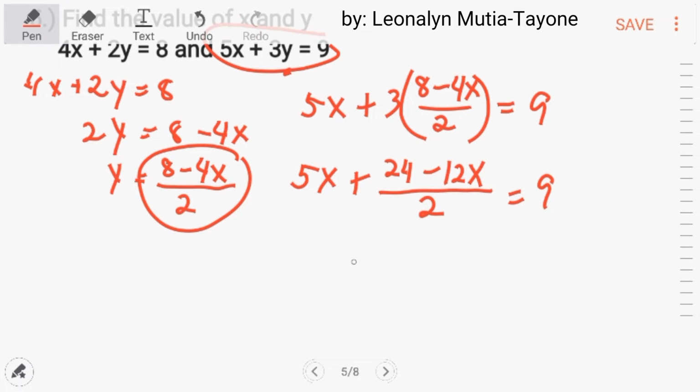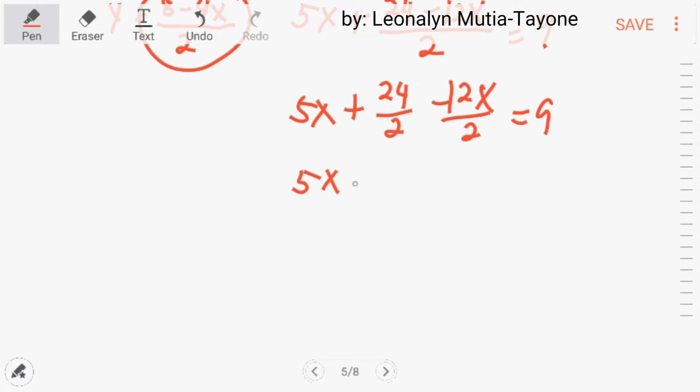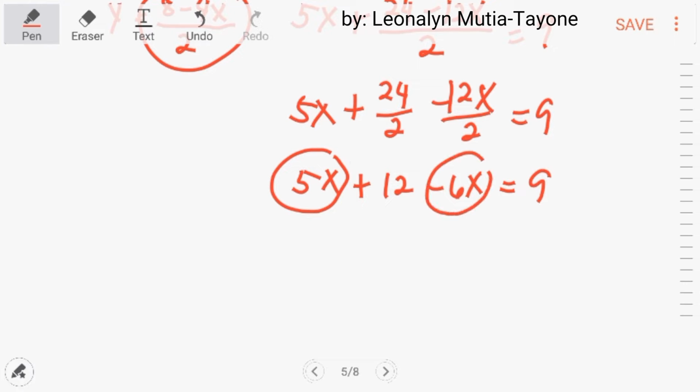So this one, pwede siyang, this is the same as 24 over 2 and 12x over 2 equals 9. 5x plus 24 divided by 2, and that is 12. And then this one is negative 6x equals 9. This one is equal to negative 1x or just x.